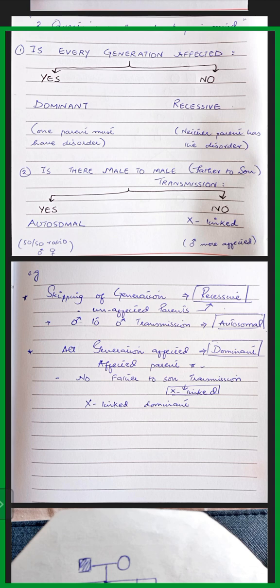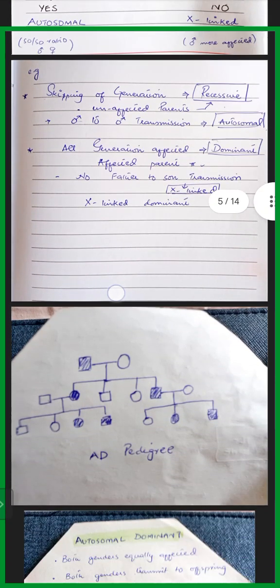If all generations are affected, these are two scenarios I just wrote here, so we can solve them in the next few pages. If all generations are affected, then it is dominant. They have at least one affected parent. And if there is no father to son transmission, then it becomes X-linked, meaning transmitted via the mother. One thing about the X-linked, I will show you in the next examples. You can better understand with the example.